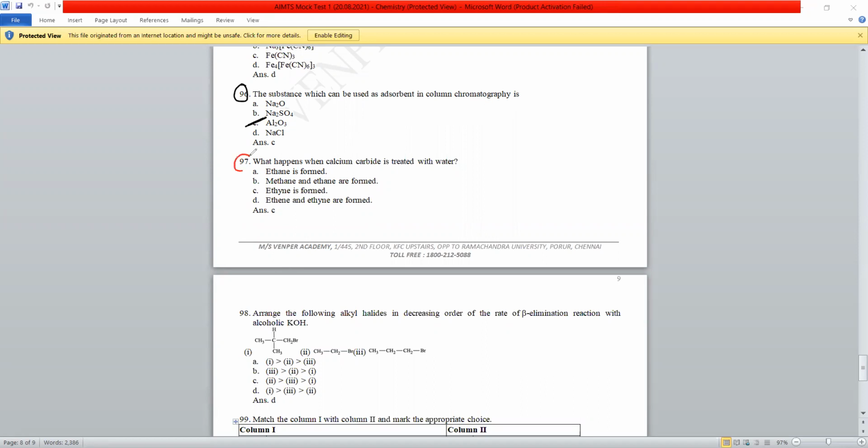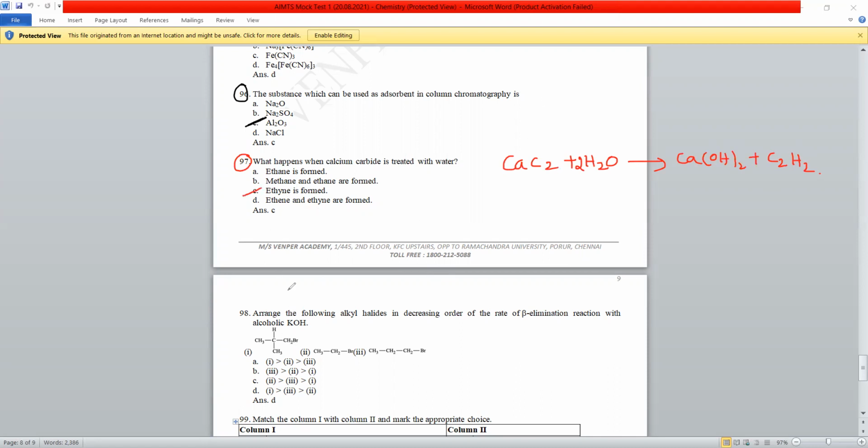Next question number 97. What happens when calcium carbide is treated with water? So CaC2 treated with 2 moles of water gives calcium hydroxide as well as ethyne. C2H2, it will produce ethyne. So option C is the correct one, students.